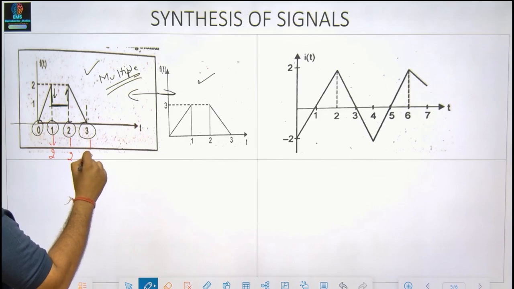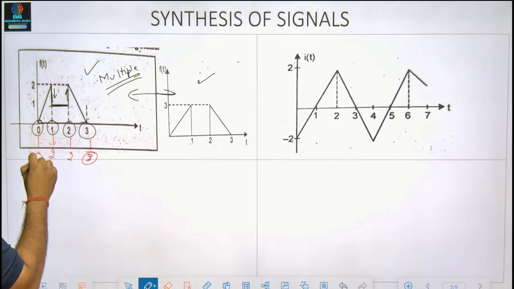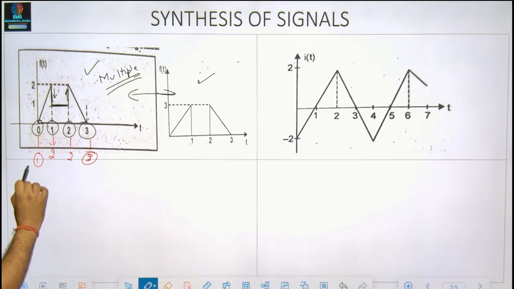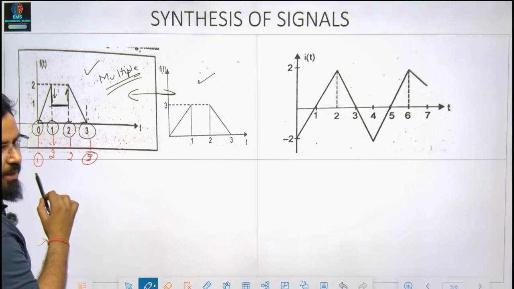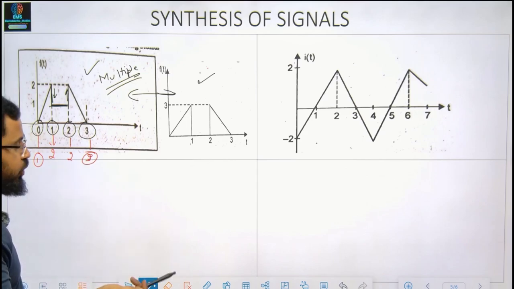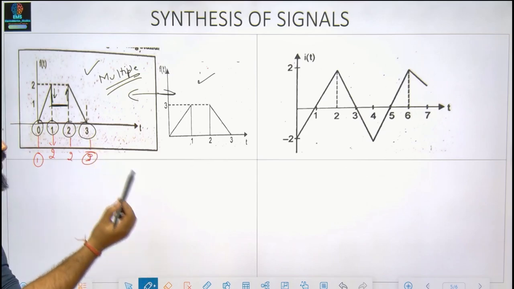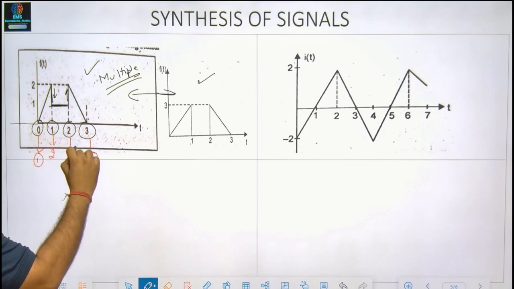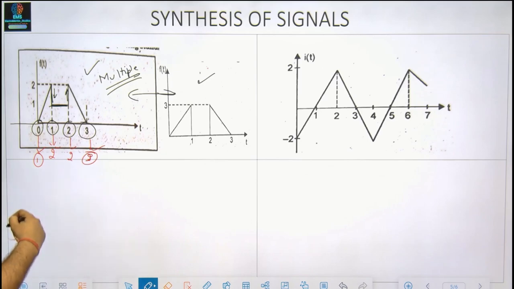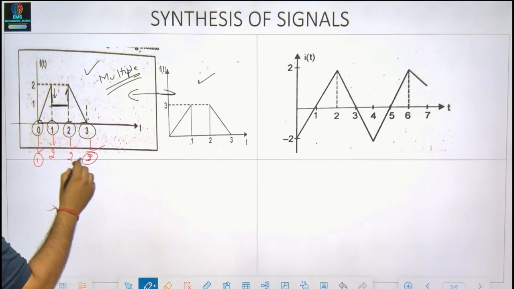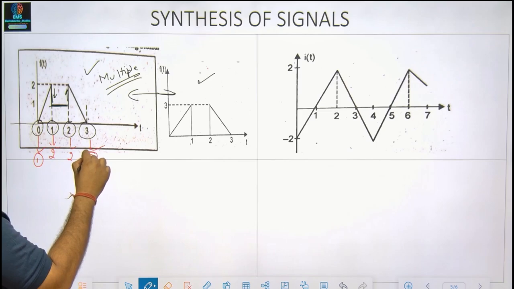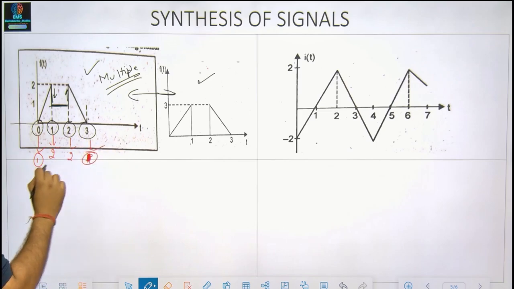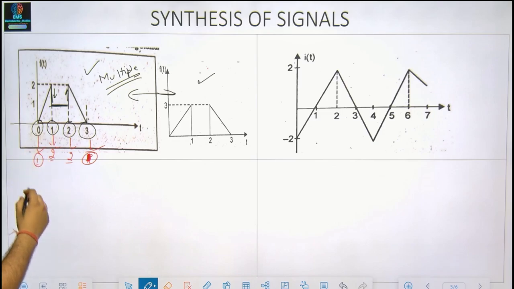At 3, the number of changes is 2. At 1, there is 1 change. So you can just count the number of components you will be having in your equation. You'll have one component for this, two for this, two for this, and one for this. Let us see. Yeah, one will do. So we'll have 1, 2, 2, 1. Let us see how many we have.